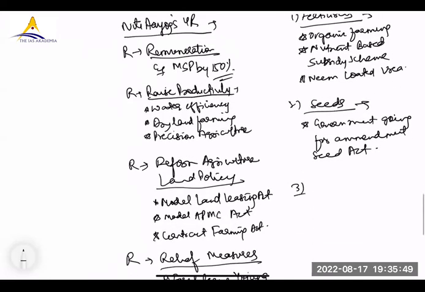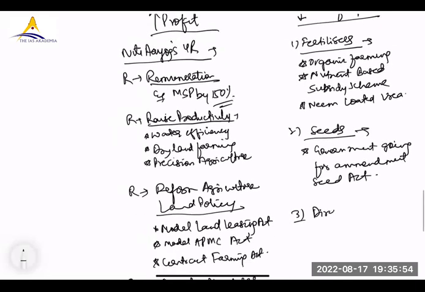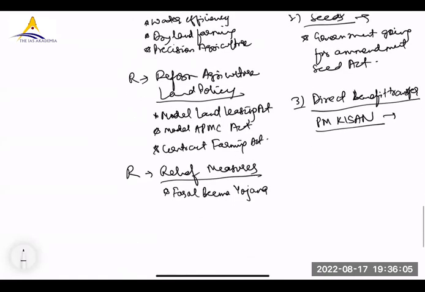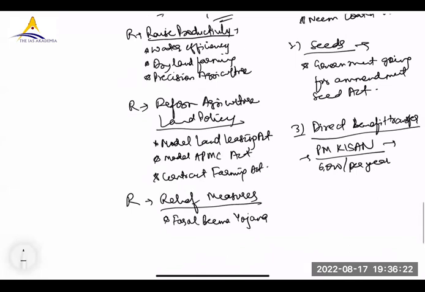Then what are the other agricultural inputs? Government has also gone for direct benefit transfer. What is the scheme name? PM Kisan, 6,000 rupees per year. Or there are other schemes, Raitu Bandhu, Kalia scheme, etc. Direct benefit for purchasing of agricultural inputs.